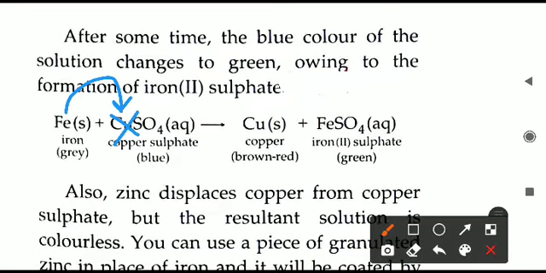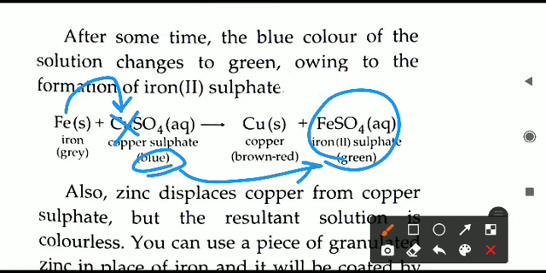Iron moves toward copper and displaces it. What we are getting is iron sulfate, that is green in color. So the blue color solution is changing into the green color solution because of the displacement reaction. Blue color was copper sulfate, that has changed into green color solution called iron sulfate.